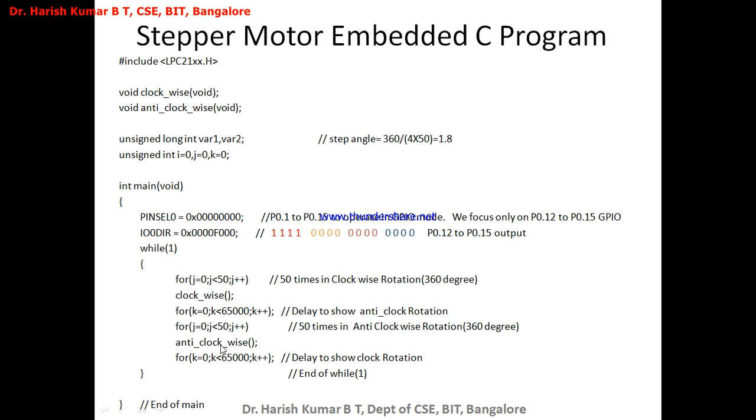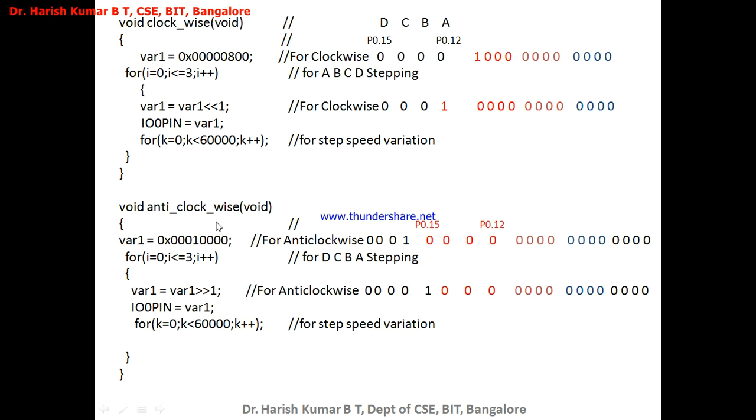And this function itself is called 50 times. 7.2 into 50, that is 360 degree in the anti-clockwise direction. Let me go to the anti-clockwise now. This is the value which I'm assigning to var.